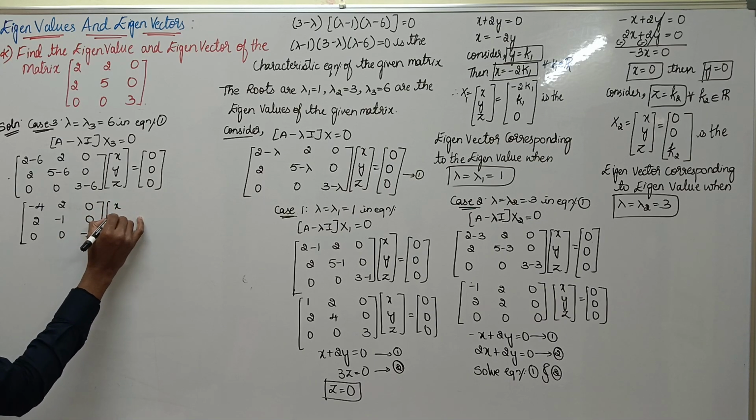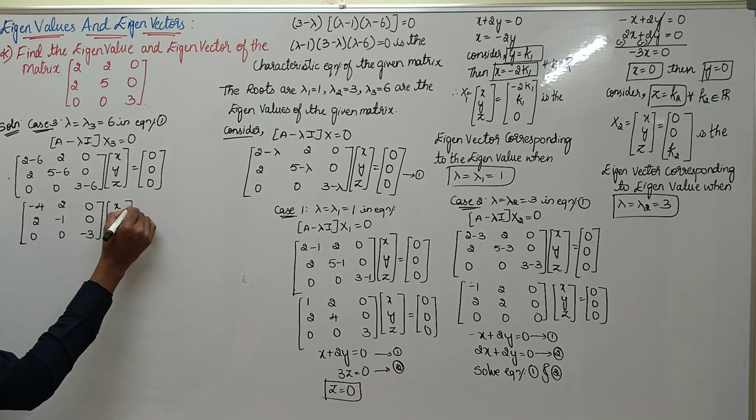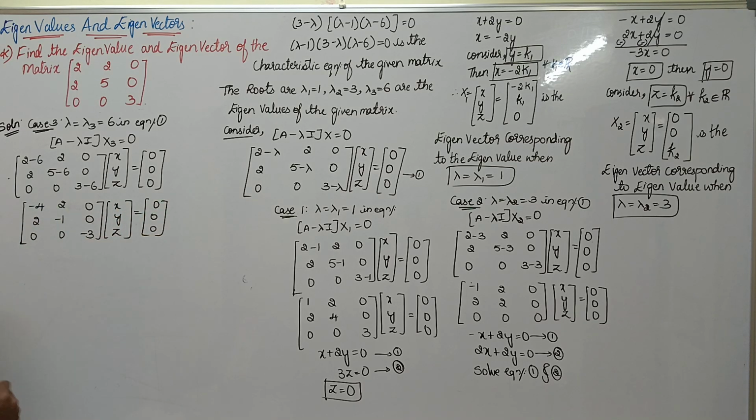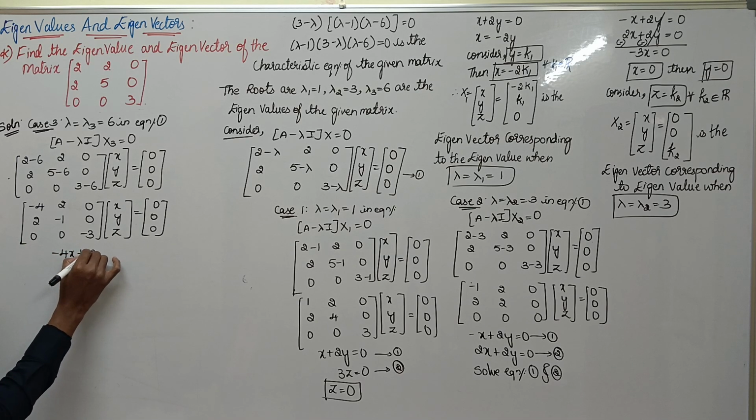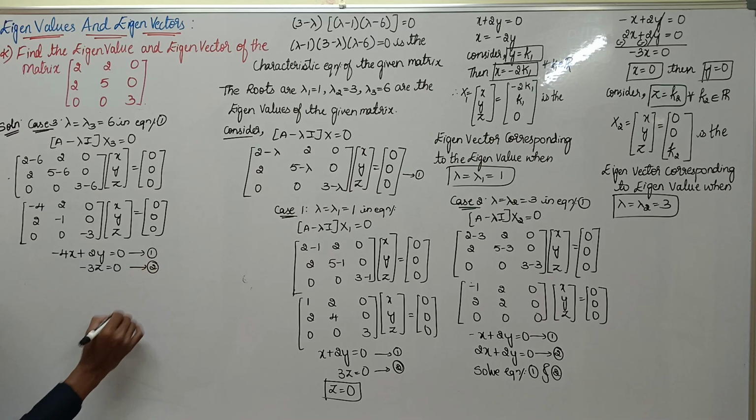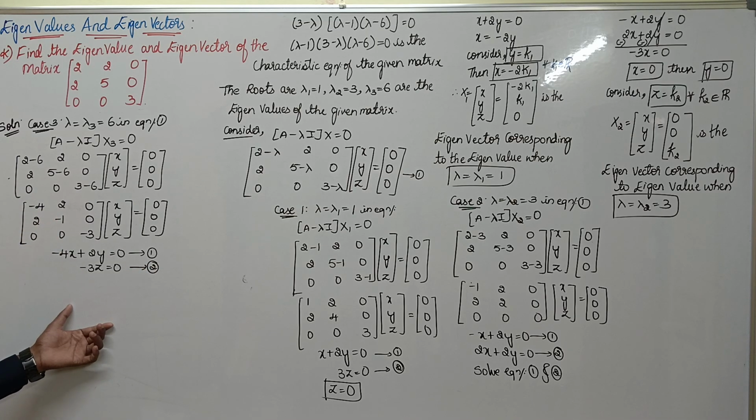If you check the first row and second row, again the first row and second row are same. Why? Because if you divide the first row by 2, you will get minus 2, 1, which is same as the second row. So I am going to consider the equation number 1, that is minus 4x plus 2y equal to 0. Next, the last row we have minus 3z equal to 0. Equation 1 and equation 2. I have represented the matrix in the linear equation form.